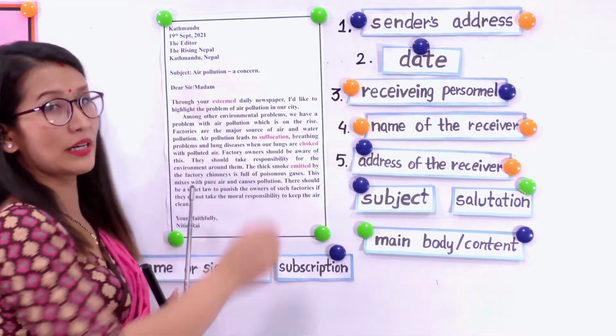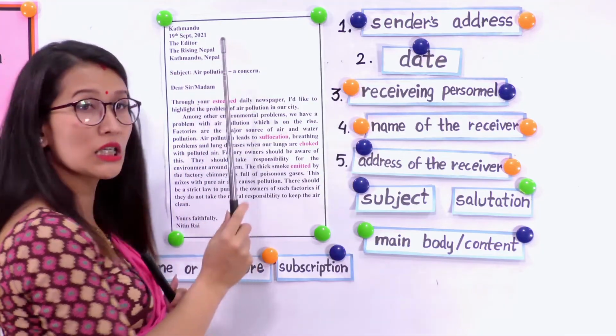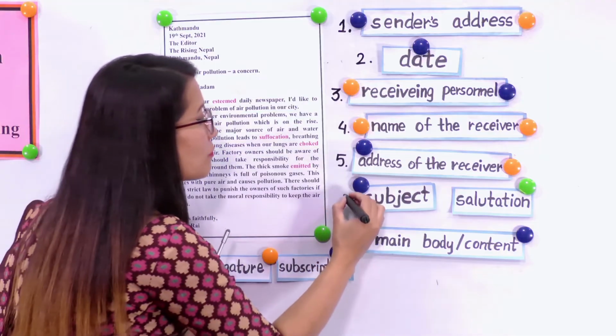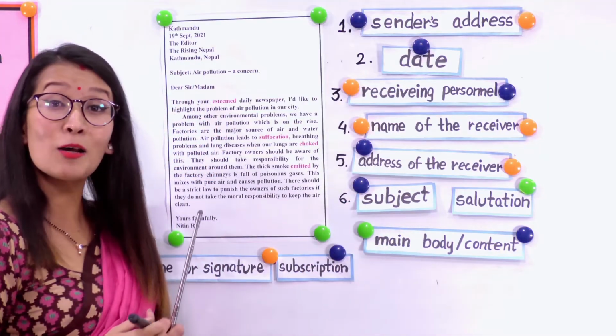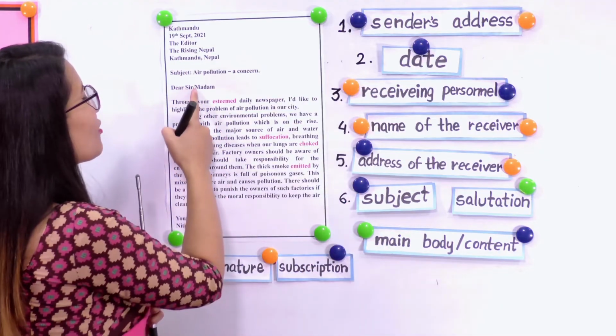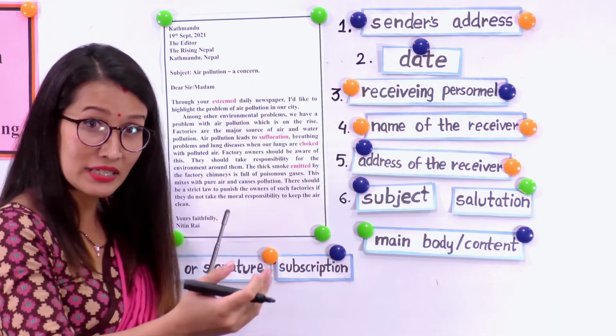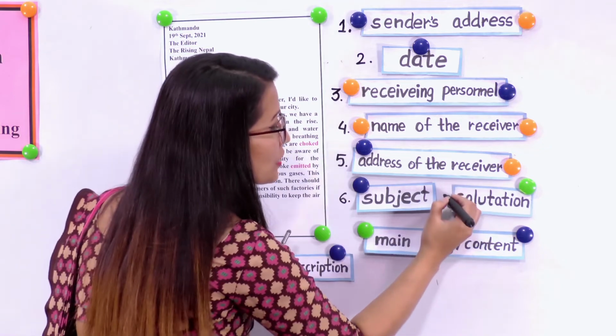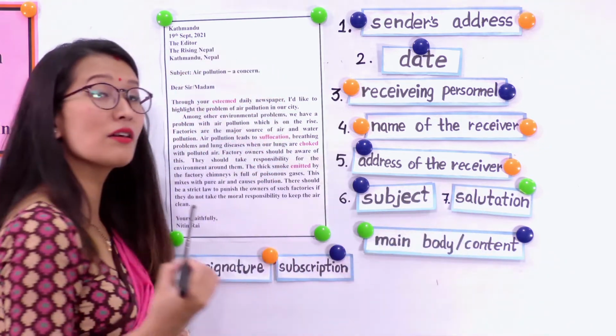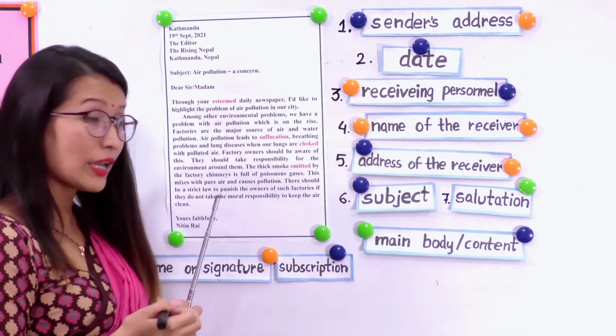After that, subject. Look, subject, air pollution, a concern. So the 6th thing that you need to remember is the subject. Then, dear sir or madam. Look, the person is saluting, addressing someone. That means salutation. The 7th thing you need to remember is salutation.